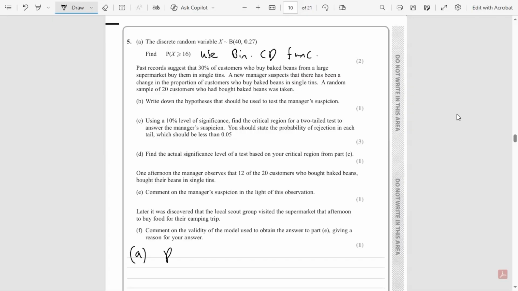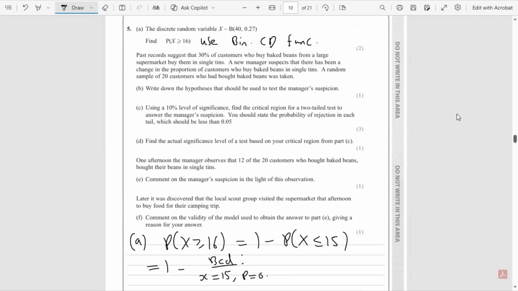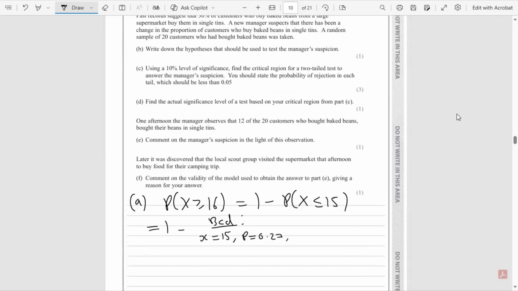So the probability that X is greater than or equal to 16, you can say that this is 1 minus the probability that X is less than or equal to 15, because remember, binomial is a discrete random variable. Binomial variables take discrete values, whole number values. So this is going to be 1 minus, and then we'll use, again, binomial CD. The maximum number of successes is 15 here. Probability of success is 0.27. Number of trials was 40.